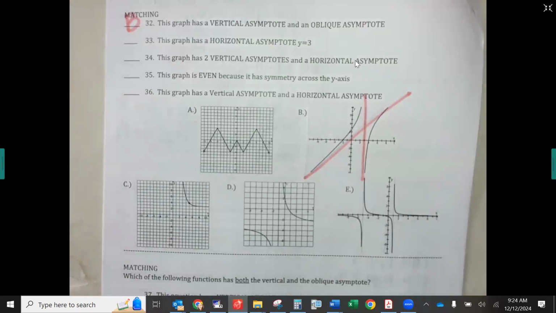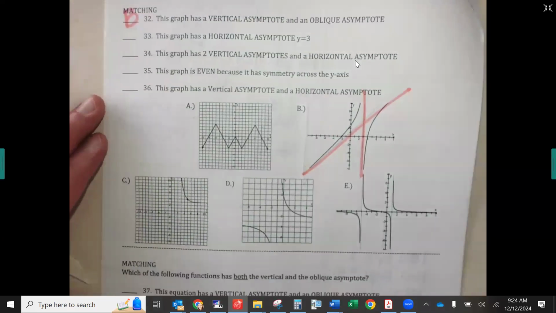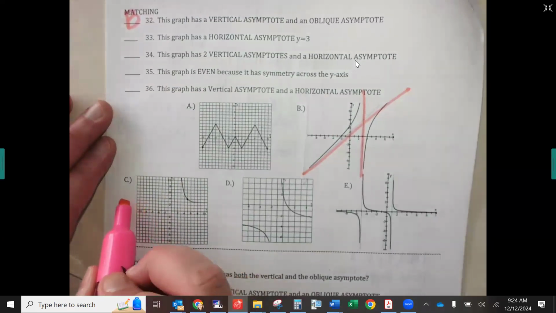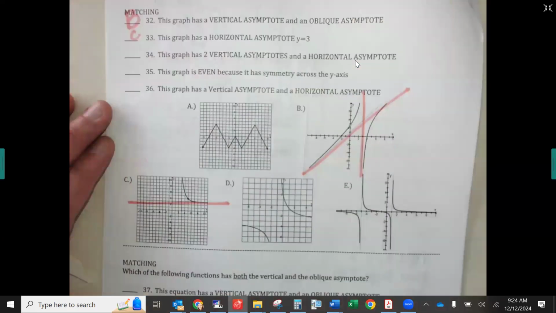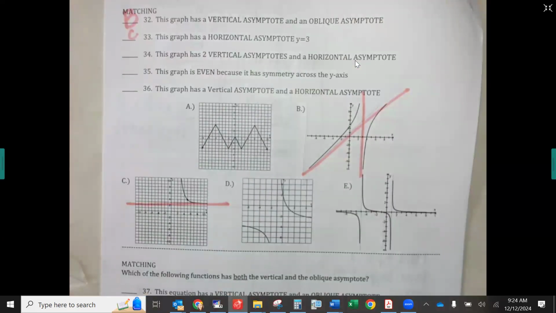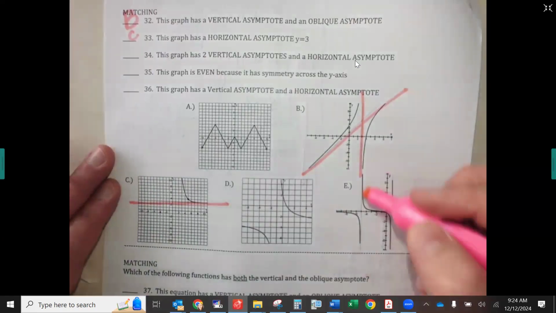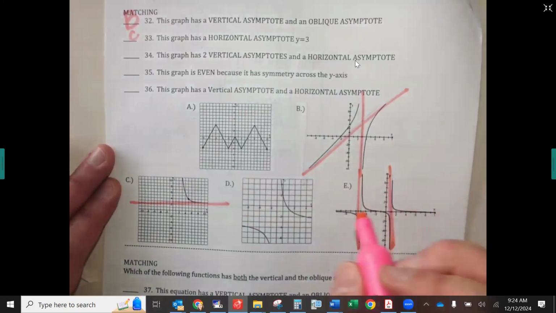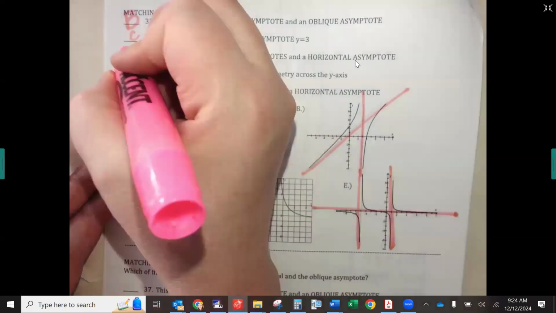Okay, next one. I want a horizontal asymptote at 3. Look at your graphs. Which one flattens out to a height of 3? C is correct. That's your horizontal asymptote at 3. Next one, I need 2 vertical asymptotes and a horizontal asymptote. Okay, E is correct. 2 verticals and a horizontal. That would be E.